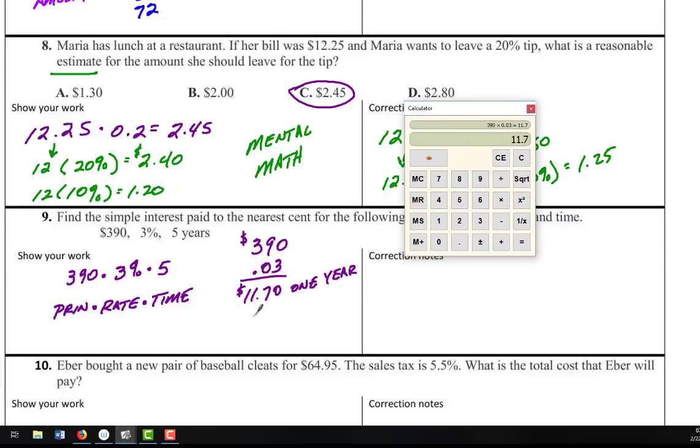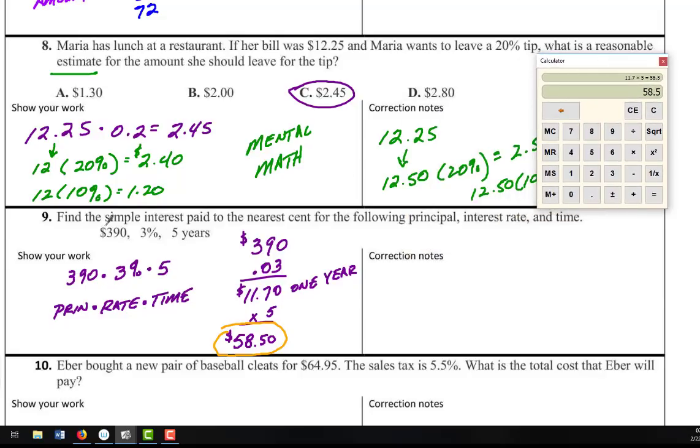Then we would take that times 5, and we would get $58.50. And that $58.50 would be our final answer. That's the amount of interest you would earn if you put in $3.90 for 3% for 5 years.